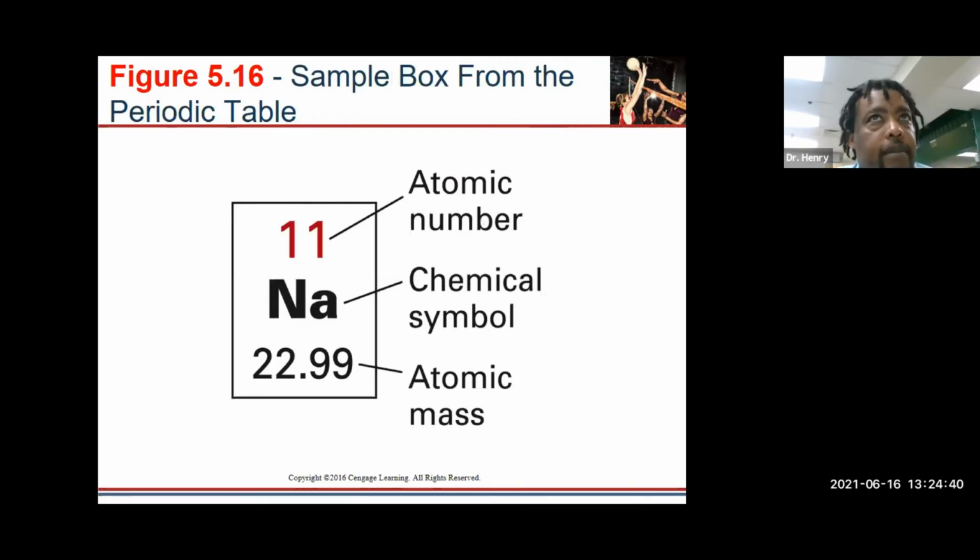You guys are familiar with the atomic number. You're familiar with the chemical symbol. You're familiar with the atomic mass, right?